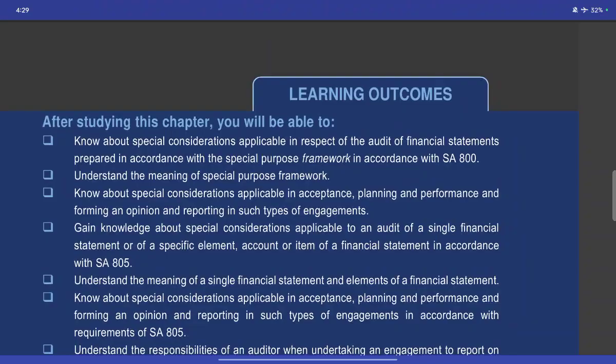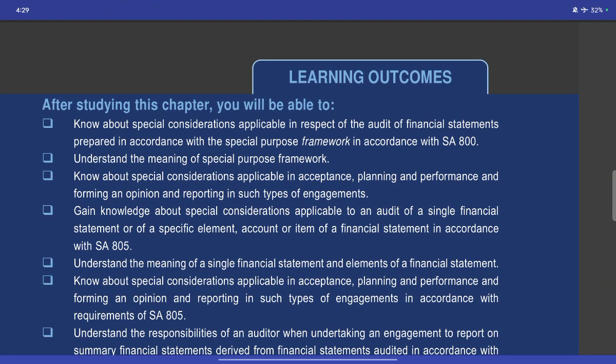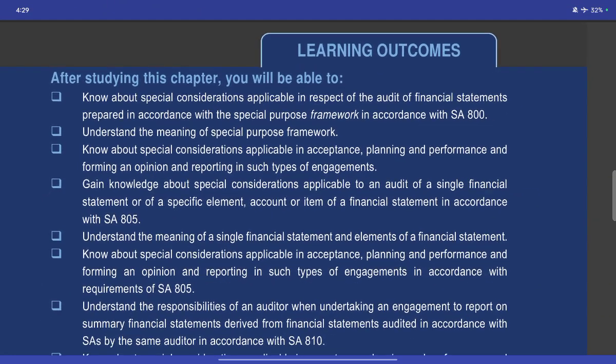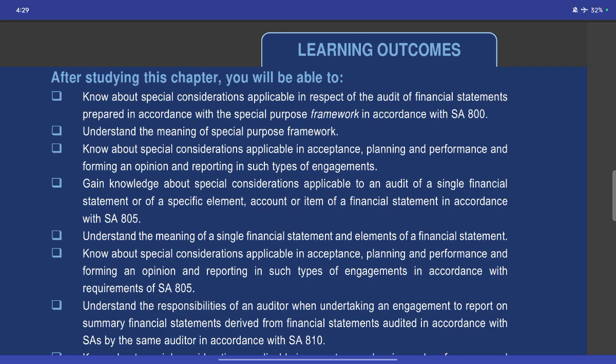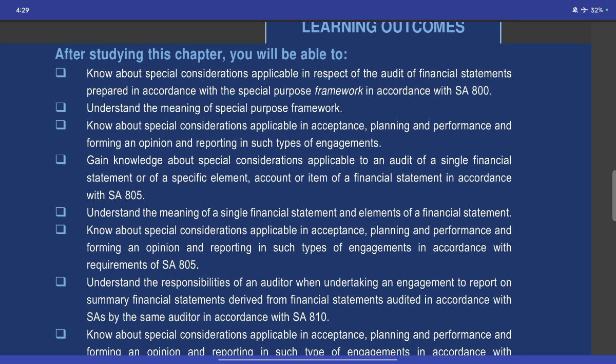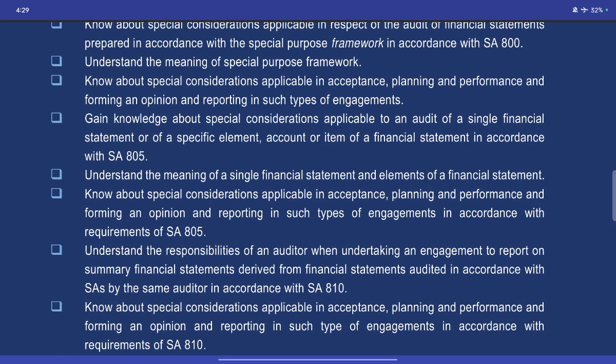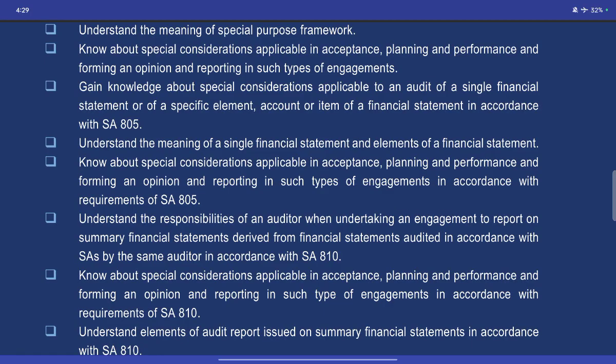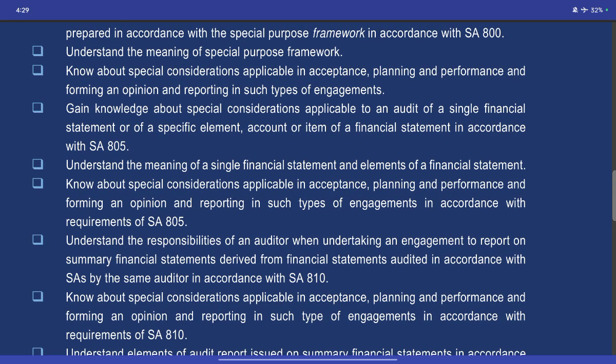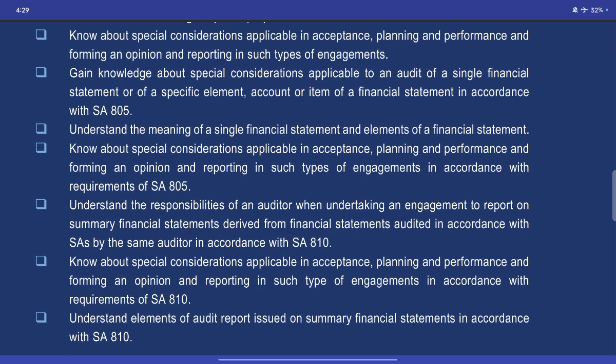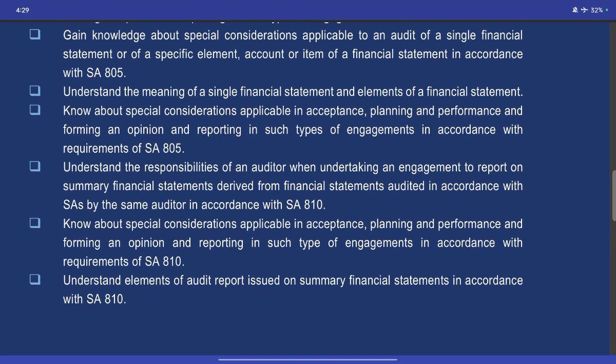Specialized areas. Know about the special considerations applicable to the audit of financial statements prepared in accordance with a special purpose framework, according to SA 800. Understand the meaning of special purpose framework, and the special considerations applicable in acceptance, planning and performance, forming an opinion, and reporting for this type of engagement. Gain knowledge about the special considerations applicable to the audit of a single financial statement or a specific element, account or item of a financial statement, according to SA 805.